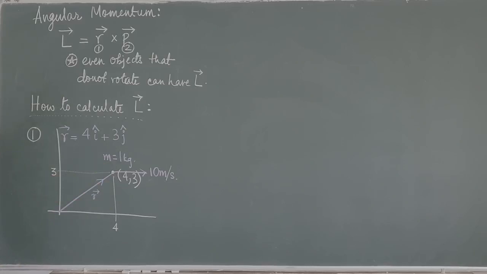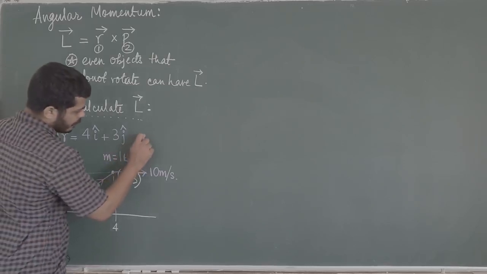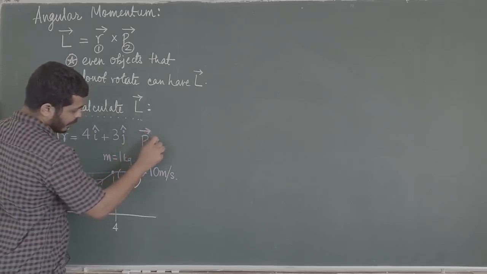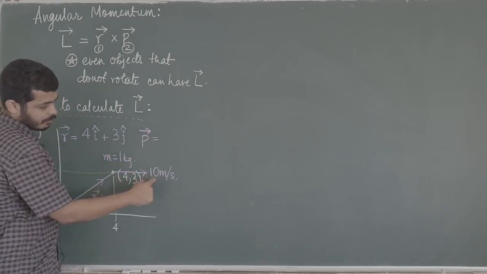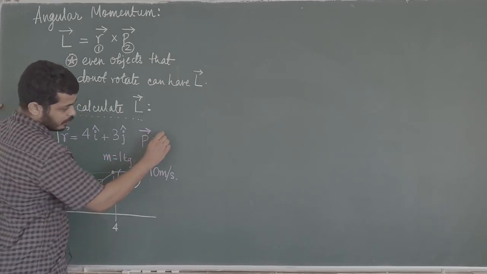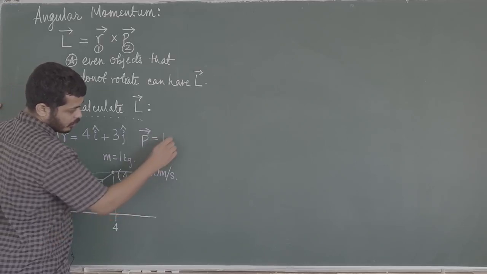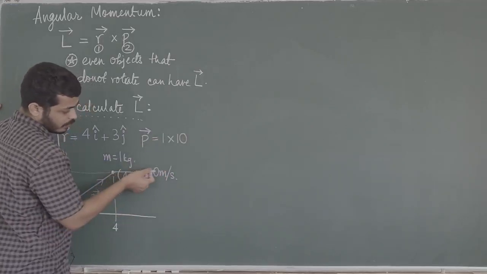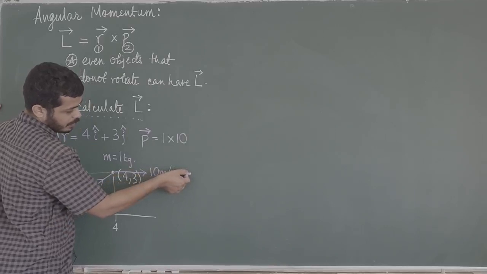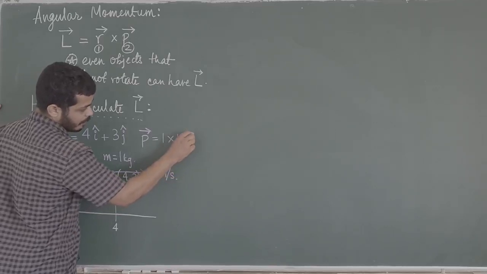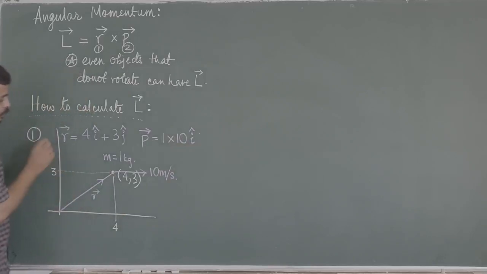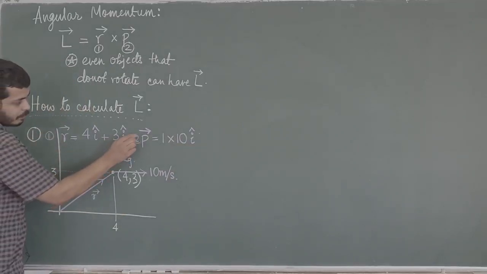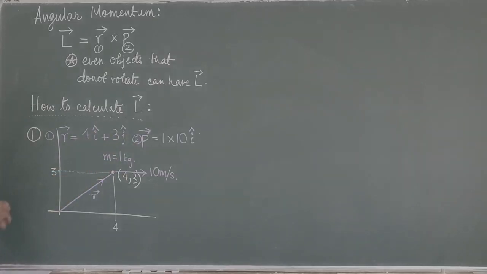What is your momentum vector? The momentum vector is given by mass multiplied by velocity. The mass is equal to 1 kg. The velocity is equal to 10 meters per second. What is the direction of the momentum? The momentum of this object is in the x direction, so that is i cap. These are the two things you require: the value of R and the value of P. Now we can calculate the value of L.